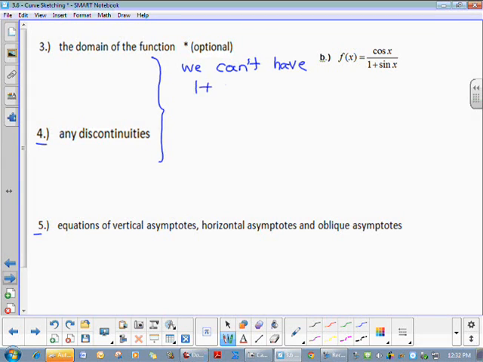We cannot have 1 plus the sine of x being 0. So we have to think to ourselves, well, when does that happen? When does 1 plus sine of x equal 0? Well, that occurs when, of course, the sine of x is negative 1. And again, there's a variety of ways that students can figure this out, one of which certainly is using the unit circle. Another interesting way is to think about, once again, the graph of the sine curve.